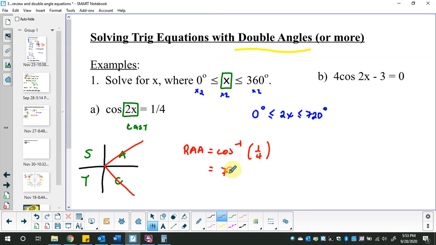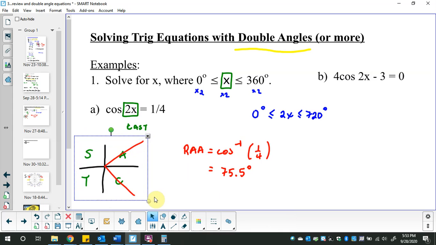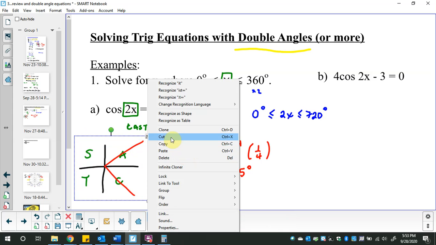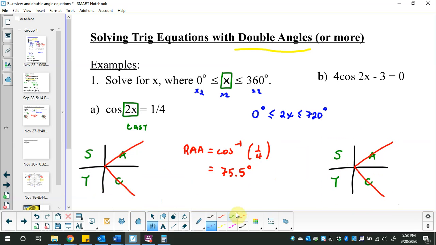Now, although I've called that an RAA, it's not always one of your answers. In this case, it really is one of your answers because that's the rotation here. Now, you have to really pay attention to what I'm doing here. So I'm actually going to draw a second cast rule that is identical to the first one. And I'll show you why in a sec. I'm going to put this one here. The first thing you have to do is figure out this rotation, which, no problem, 75.5 degrees. And you have to figure out this rotation, which is 360 minus 75.5 degrees.